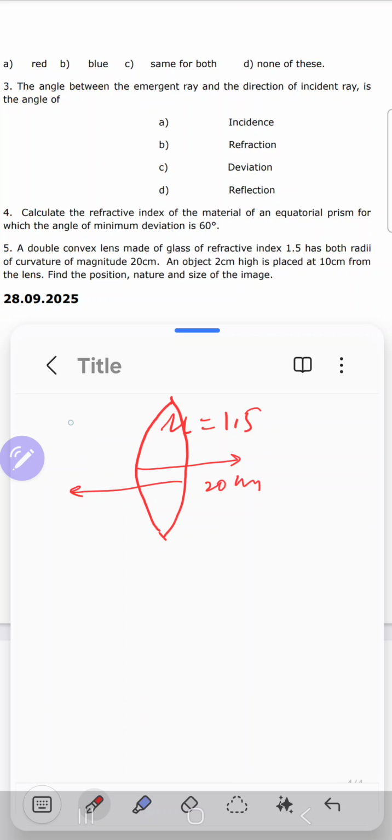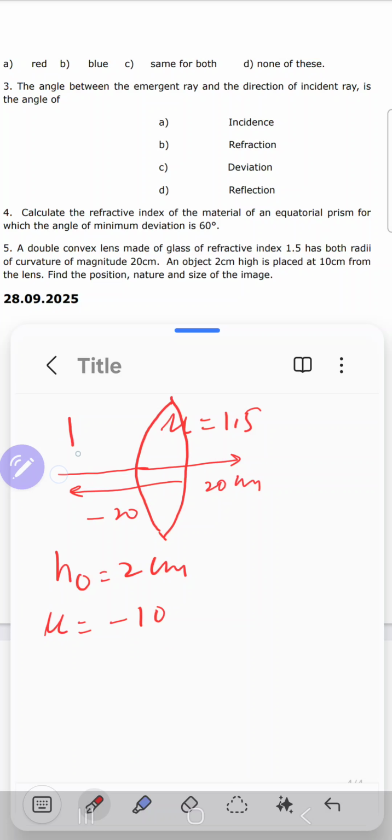This is 20 centimeter, the object is lying this side, this is 20, this is minus 20. An object of height 2 centimeter is placed at 10 centimeter from the lens. So u here is minus 10. So this object is placed at a distance of 10 centimeter from the lens. Find the position, nature and size.